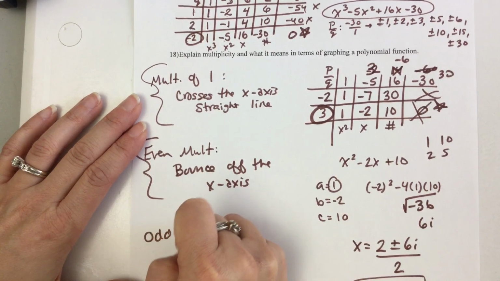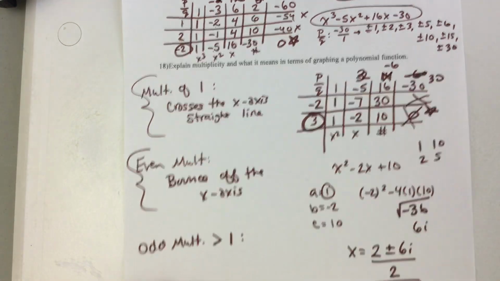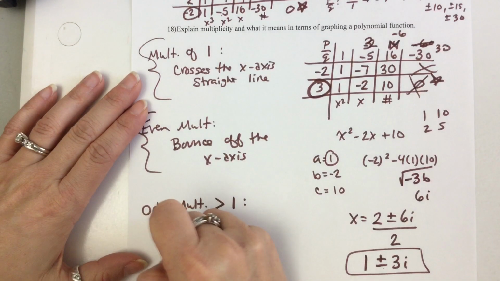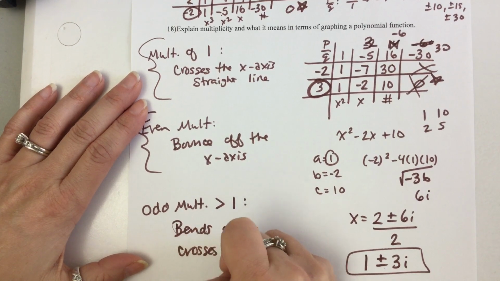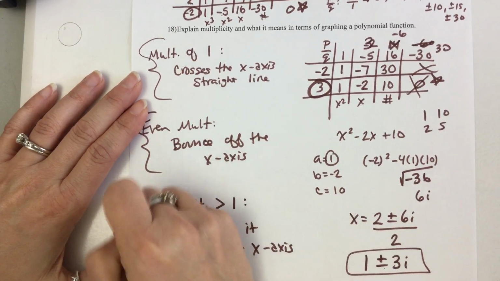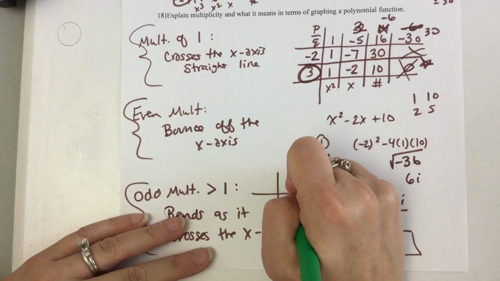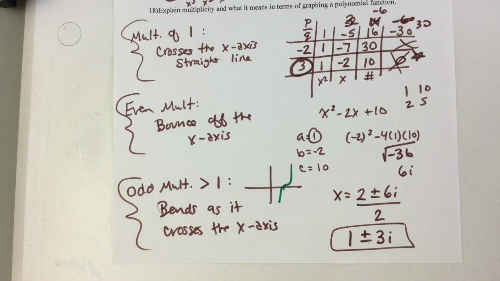If you have an odd multiplicity greater than 1, because 1 we already know. 1 crosses the x-axis as a straight line, but if you have an odd number that's bigger than 1, it bends as it crosses the x-axis. Let's say that my value is right here. As it crosses, it's going to have a definite bend. So again, a multiplicity of 1 crosses as a straight line, even multiplicities don't actually cross, they bounce. Odd, they do cross, and where that cross occurs, they bend.